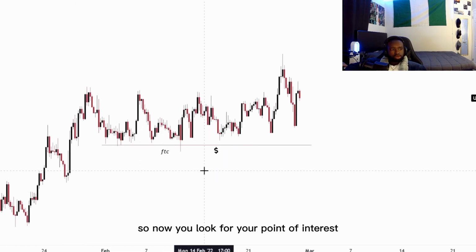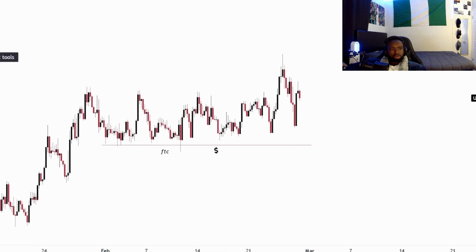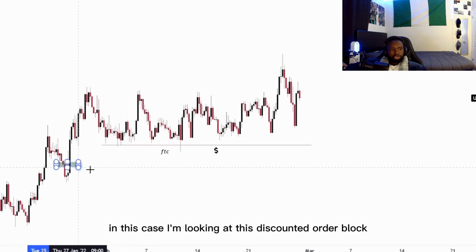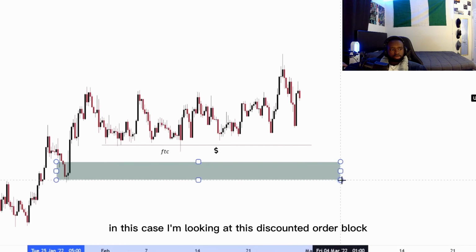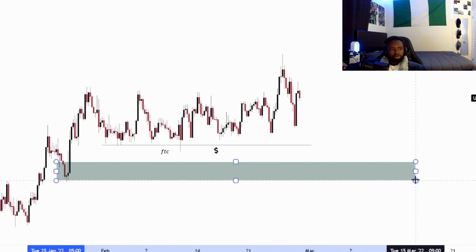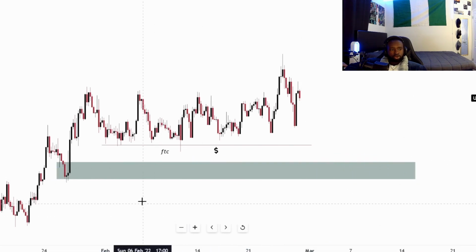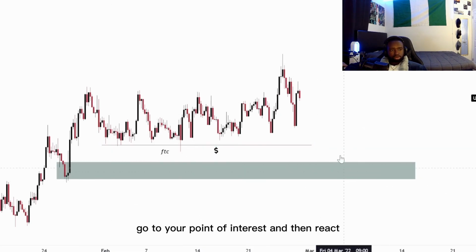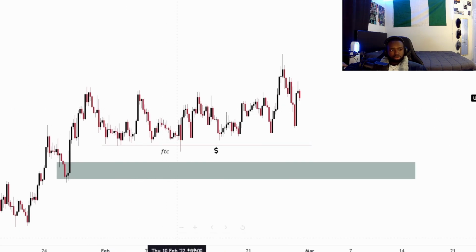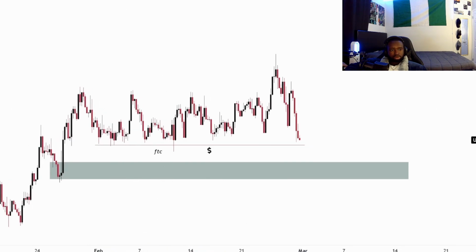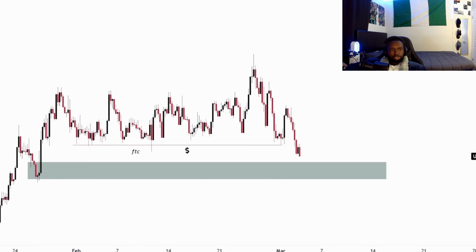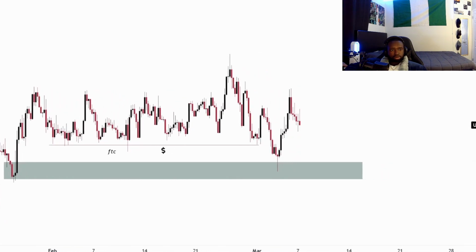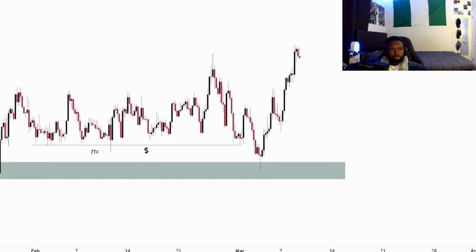So now you look for your point of interest. In this case, I'm looking at this discounted order block. That is a good order block. I'm still working on order blocks. What you're waiting for 100% is for price to run on liquidity, go to your point of interest, and then react. That was nice.